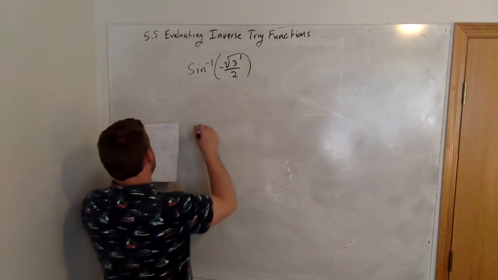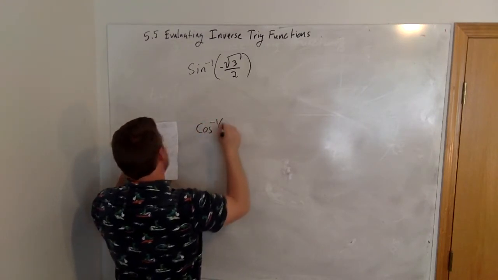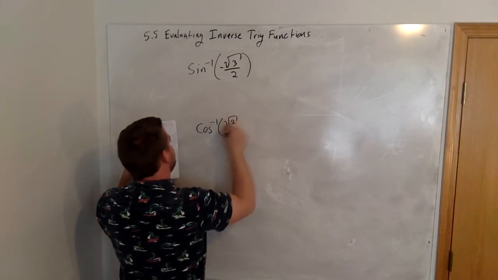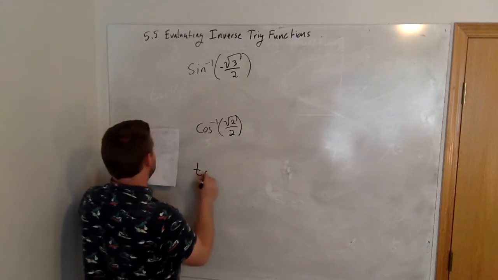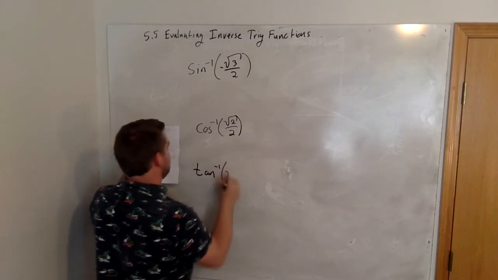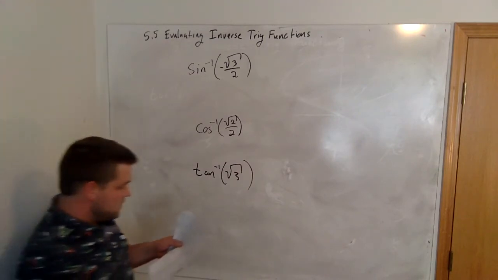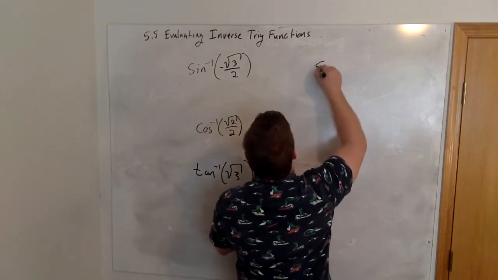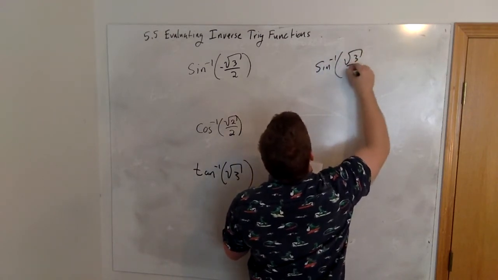What is cosine inverse of, how about root 2 over 2? What is tan inverse of root 3? And let's also do, what would be sine inverse of positive root 3 over 2?